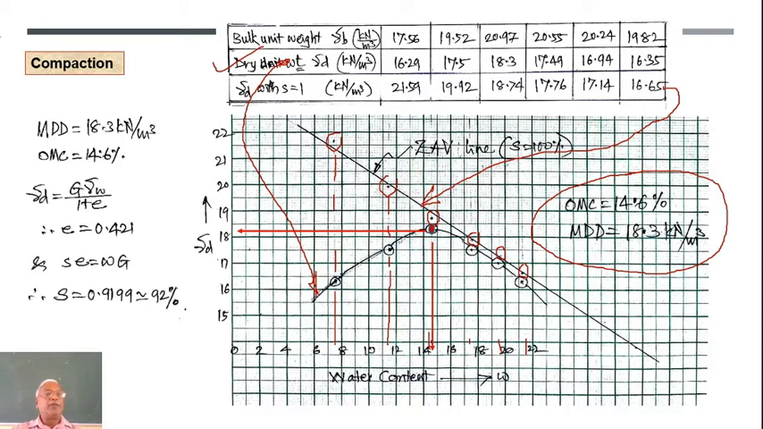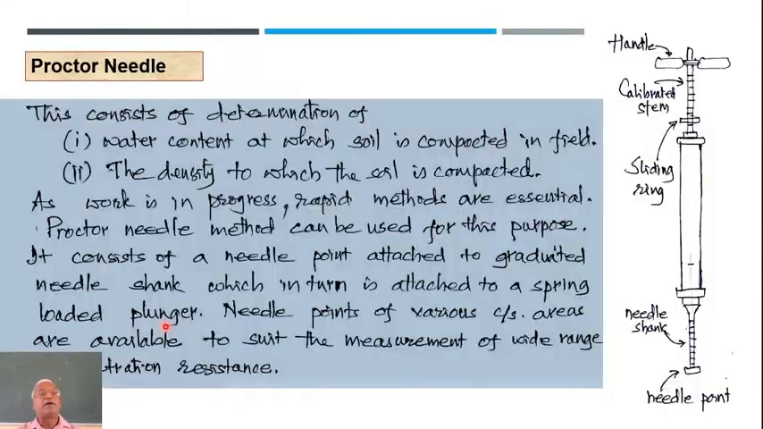So report can be MDD is equal to 18.3 kilonewton per meter cube, OMC is 14.6, gamma D is G gamma W divided by 1 plus E. From that E can be calculated with S into E equal to WG. I can calculate S. Okay, couple of problems I have solved.